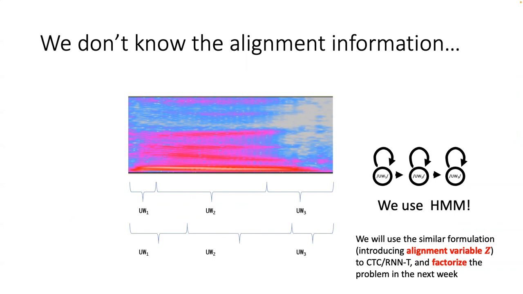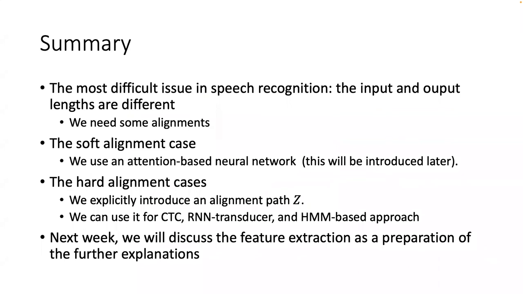Okay, so let me summarize today's lecture. I just want to again emphasize that the most difficult part in speech recognition is how to align the input and the output. And we need some concept of alignment. There are two kinds of alignment. One is soft alignment, and one of the end-to-end systems, the attention-based approach, uses this soft alignment. The other is hard alignment, which has explicit alignment information between the input and the output. CTC, RNN transducer, and HMM-based approaches are categorized as hard alignment-based approaches.